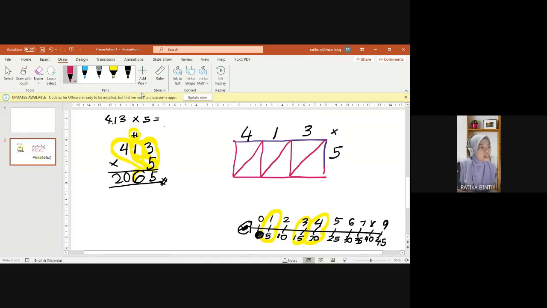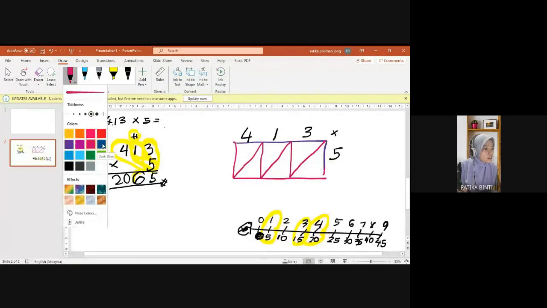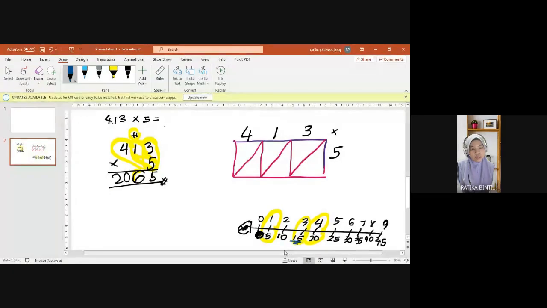Now we are going to answer the question. We answer from behind. 3 times 5 is 15. So, 1, 5. Don't reverse it, don't put 5 on top and 1 at the bottom. No, 1, 5. 1 times 5 is 5, so 0, 5. Next one is 4 times 5. 4 times 5 is 20. So, 2, 0.